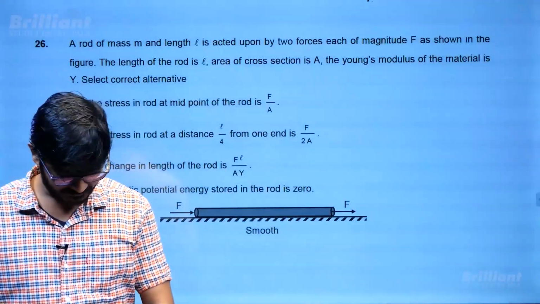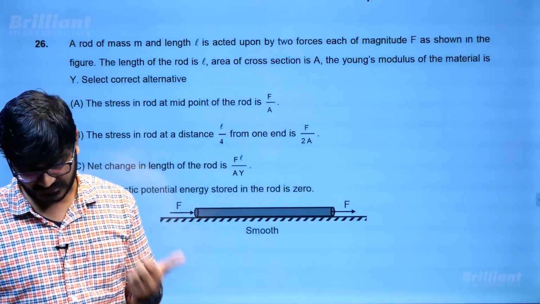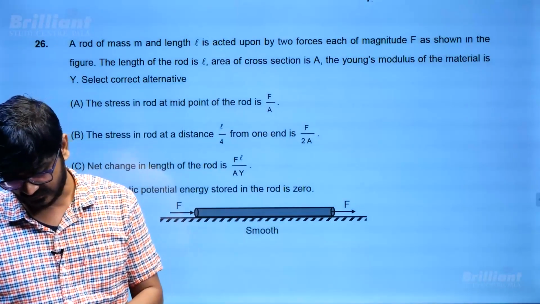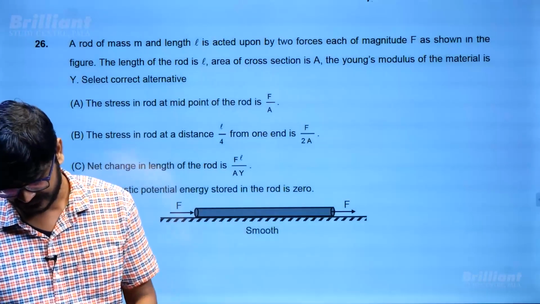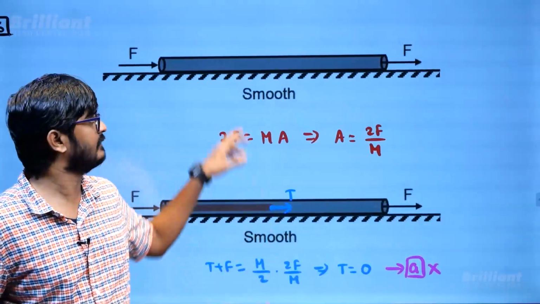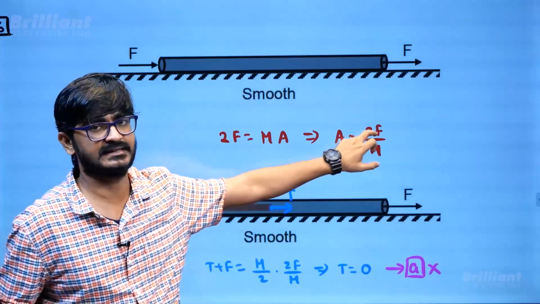The next question: a rod of mass m and length L is acted upon by two forces as shown. So you need to find what is the stress at the midpoint and at a distance L by 4, and the net change in the length and total elastic potential energy. So initially I will be writing F equals ma, so net force equals mass times acceleration. From there I will be getting acceleration as this much.